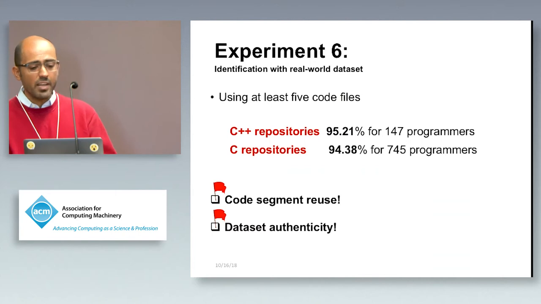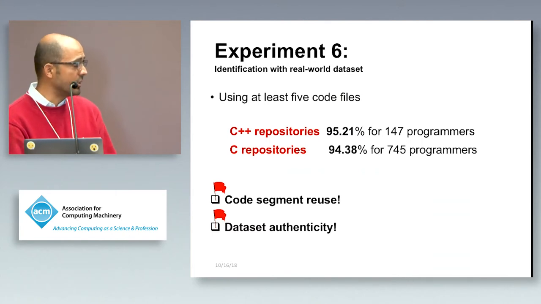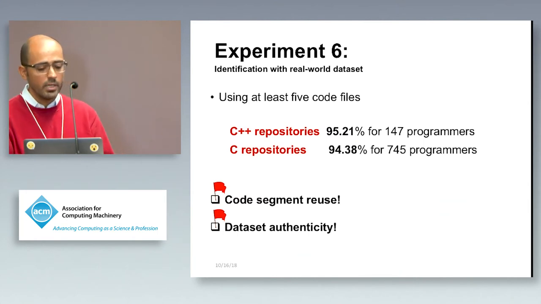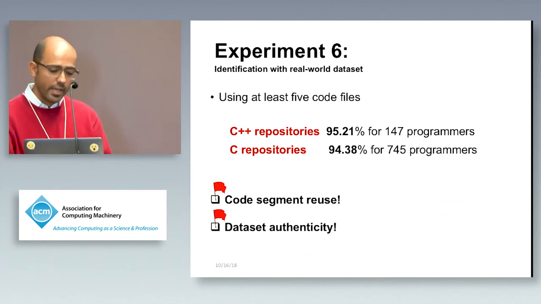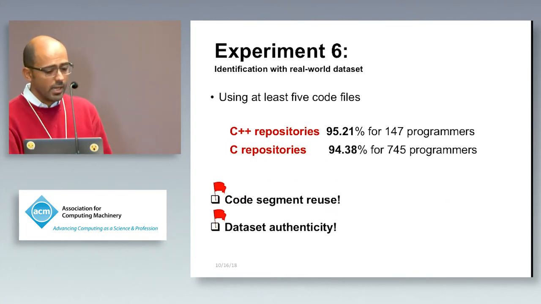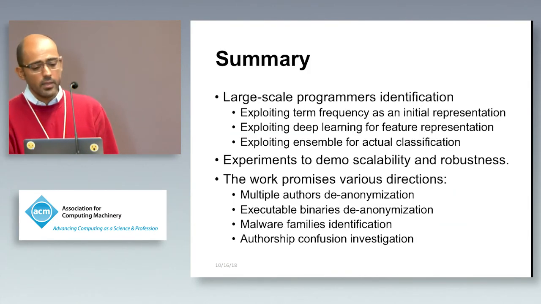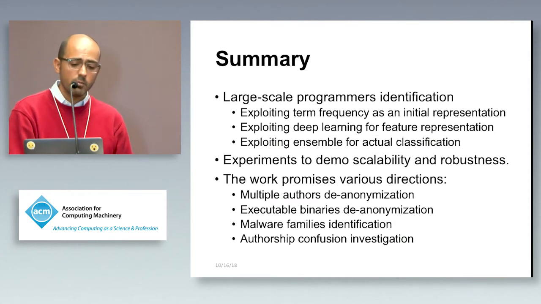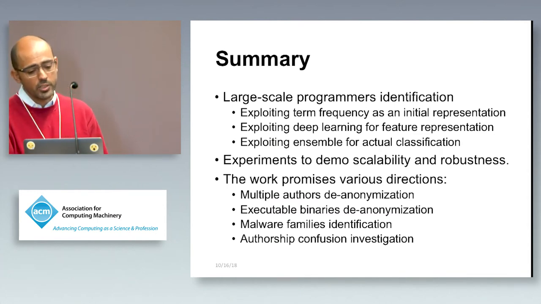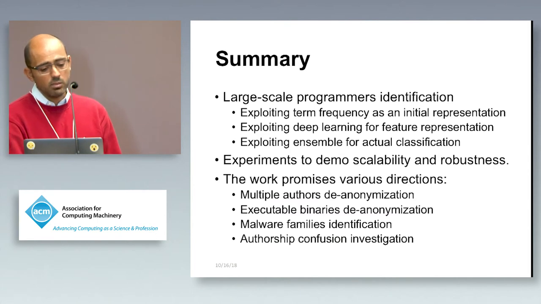This is very promising in the sense that it can lead to some applications in the area of identifying code segment reuse, or maybe fine-grained identification at lower granularities than a whole file or bunch of files. You can also look into data set authenticity. So in summary, we look at the problem of large-scale programmer identification, exploiting term frequency as the initial representation, exploiting deep learning for feature representation and quality feature extraction, and exploiting ensembles for the actual classification.